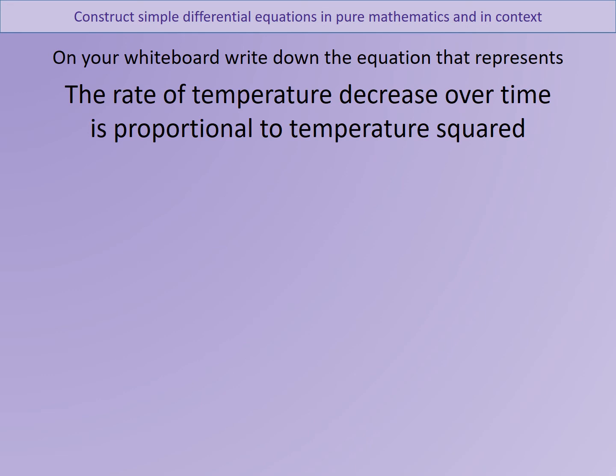Right, so the rate of temperature decrease over time is proportional to the temperature squared. So pause there, have a go yourselves, and by all means go a bit further and have a go at solving the differential equation if you get one. Okay, so I'm reading the rate of temperature decrease over time. So that's a change in temperature over change in time. Capital T is the temperature and lowercase t is time. So the change in temperature over the change in time is proportional to the temperature squared.